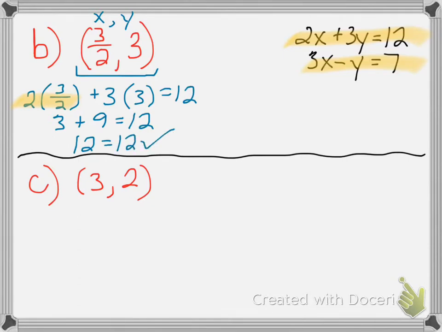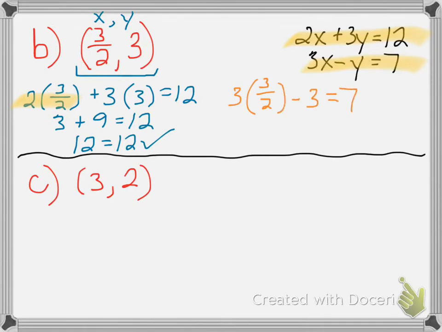Okay, so it checks with one of them, but remember, you have to check it with the other one, because if it doesn't satisfy both, then it's not a solution. So you can't stop here. You have to keep going. So let's plug it into the other equation. It says 3 times the x, which is 3/2, minus the y, which is 3.